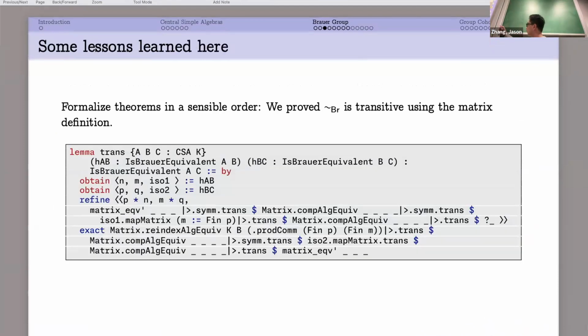And after we finished proving this is an equivalence relation, we discovered that we actually need to prove that the matrix definition is actually equivalent to the category definition. So we did that again. Then in hindsight, if we are going to prove that these two equivalence relations are the same anyway, we should just define the Brauer equivalence using the category one. Then we don't have to write this ugly thing.